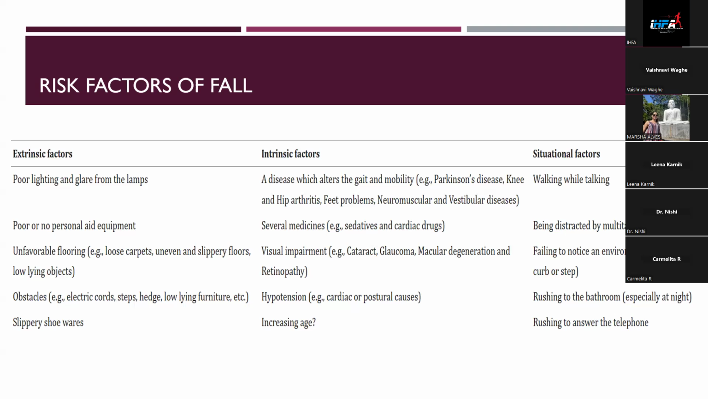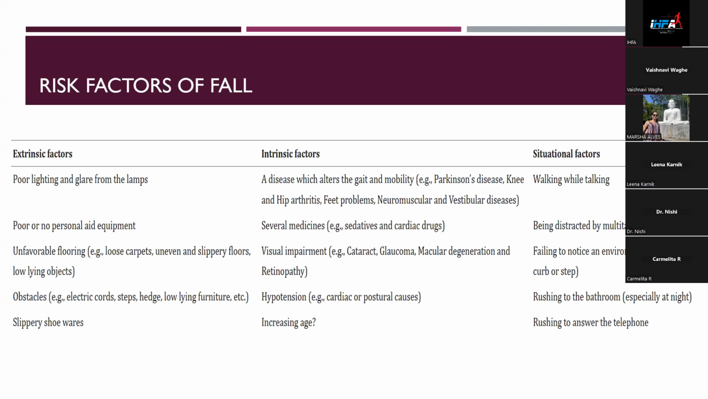Hypotension is when, on standing, they have a sudden drop of BP and they will fall. That is also one of the reasons. So always check for hypotension. It is very commonly seen. It's called postural hypotension. When the person suddenly sits and stands, the BP will drop, they feel giddy and they will fall. So always check blood pressure in such patients while changing position.